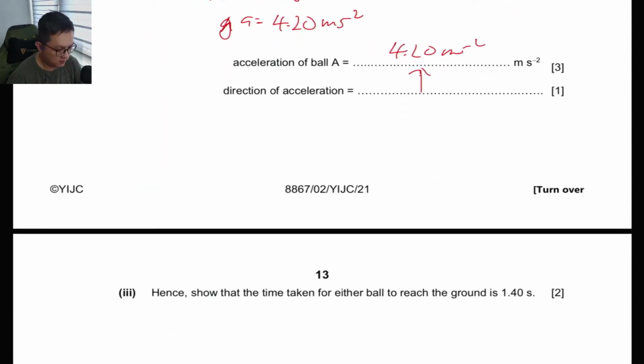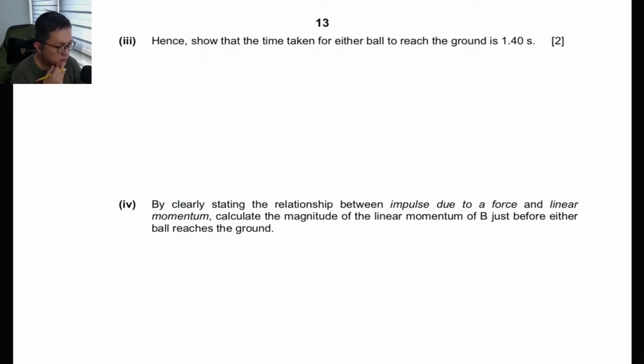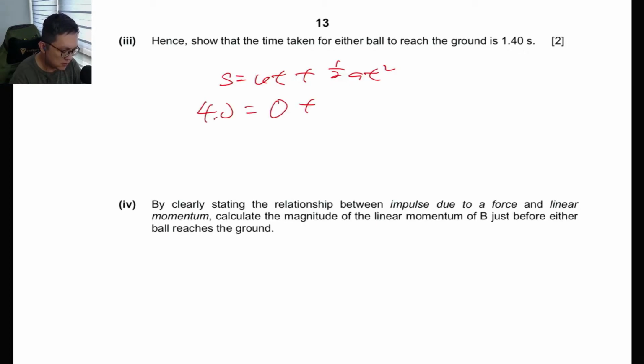Next up, we have: show that the time taken for the ball to reach the ground is 1.40 seconds. For this one you can just use your kinematics equation. So we can do s equals ut plus half at squared, and s is 4.0, initial velocity is 0, plus half 4.2 t squared. So for t you get 1.379 seconds. Of course I rejected t equals 0. And this is equal to 1.40 seconds.